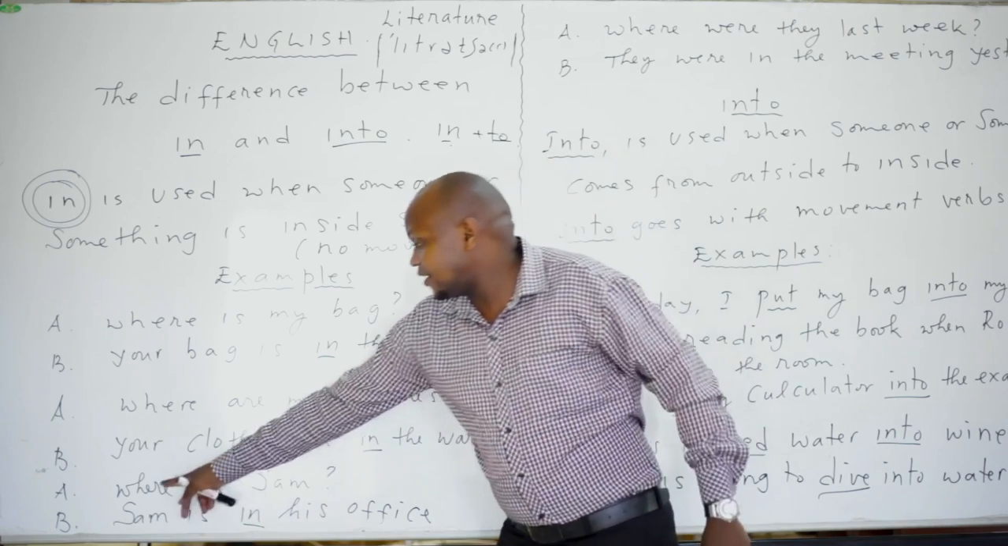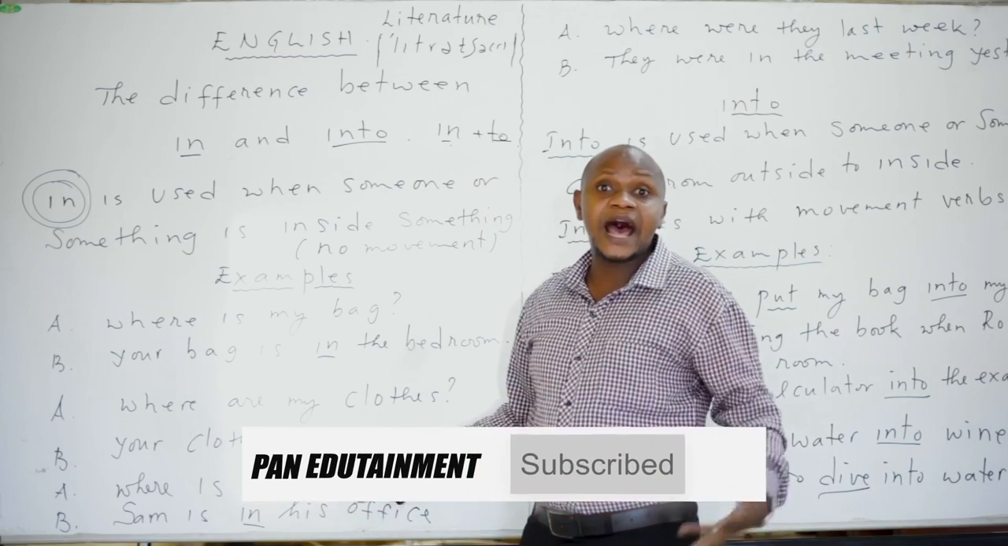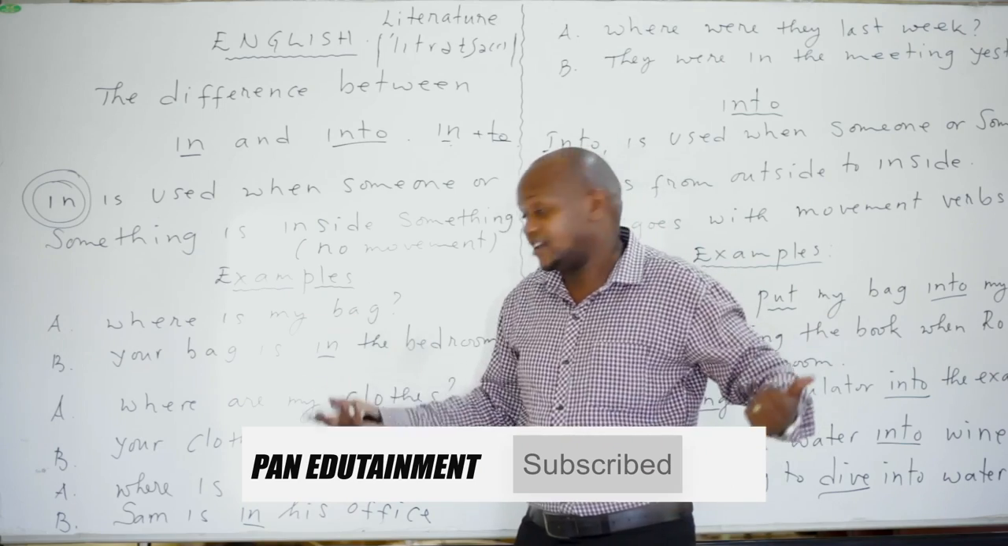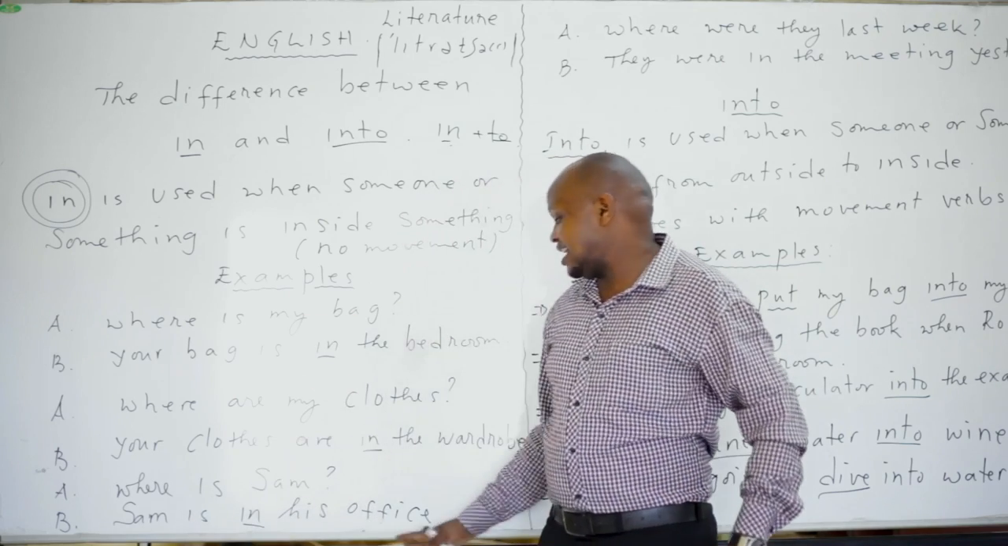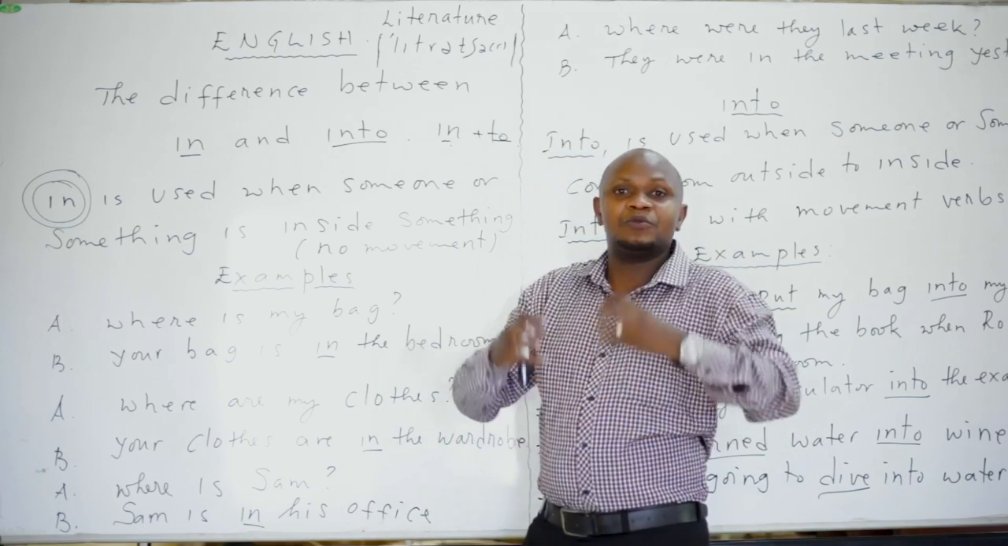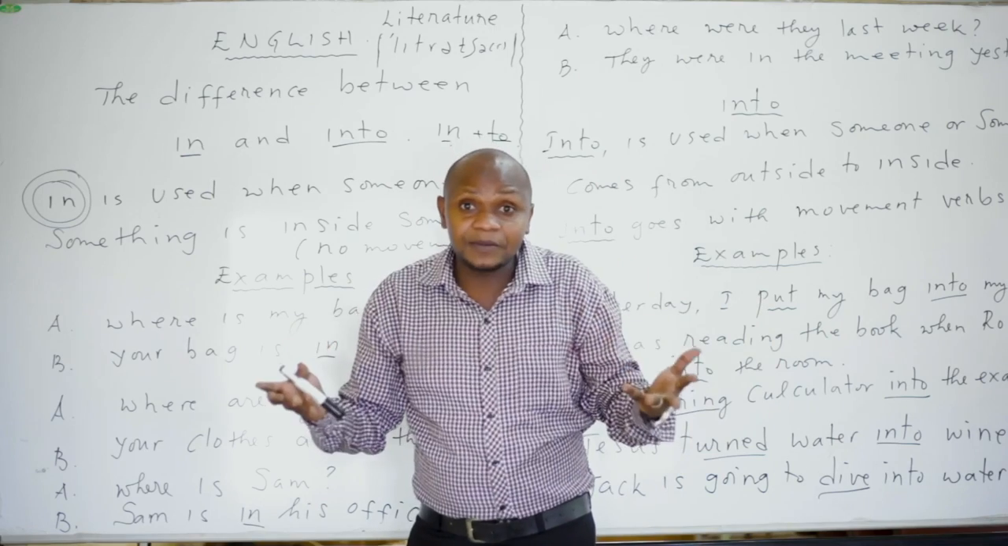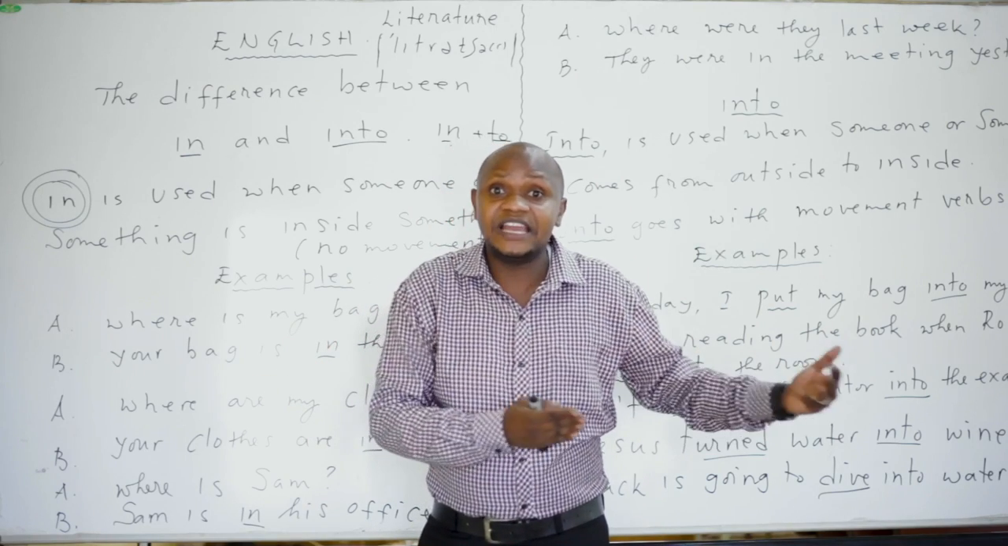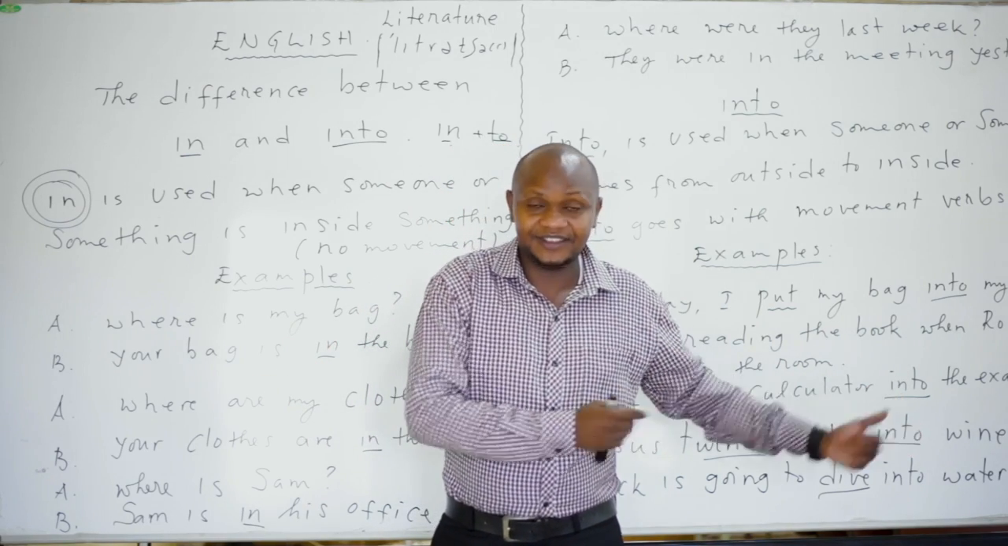Very nice. Then here, where is Sam? Sam ari hehe? Sam is in his office. Sam ari mu biro bye. Where is Sam? Sam is in his office. Good.